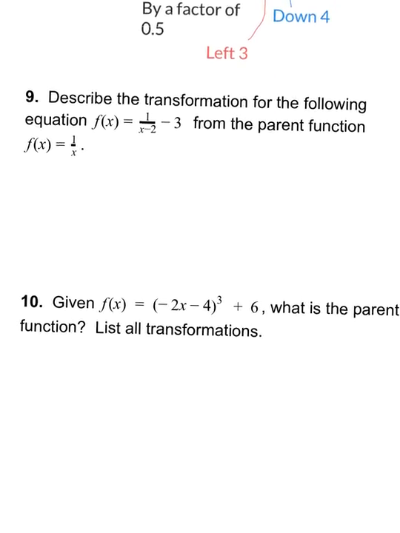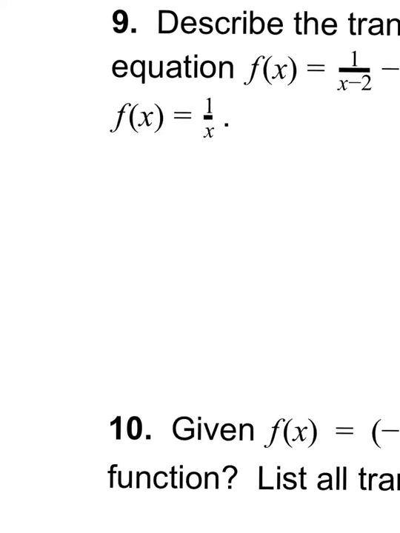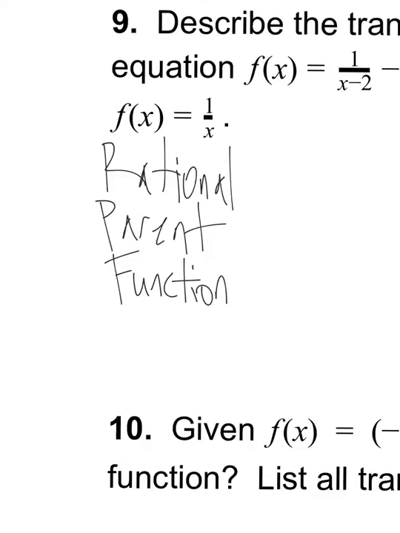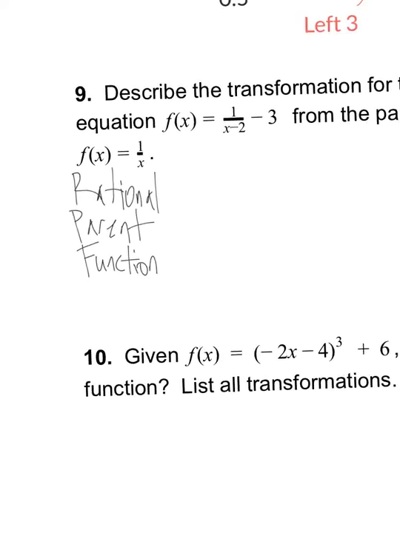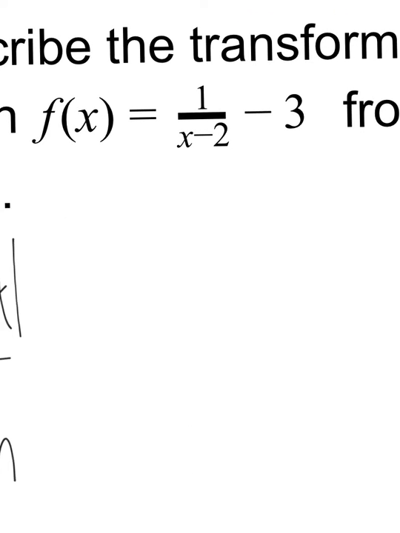Number 9. Describe the transformation for the following equation. You have 1 over x minus 2 minus 3, and the parent function was 1 over x. So this is your rational parent function. If you want to make note of that, by all means, please do. All right, but if you get stuck on this because the rational one confuses people the most, graph it. I'm going to go over the non-graphing side first.